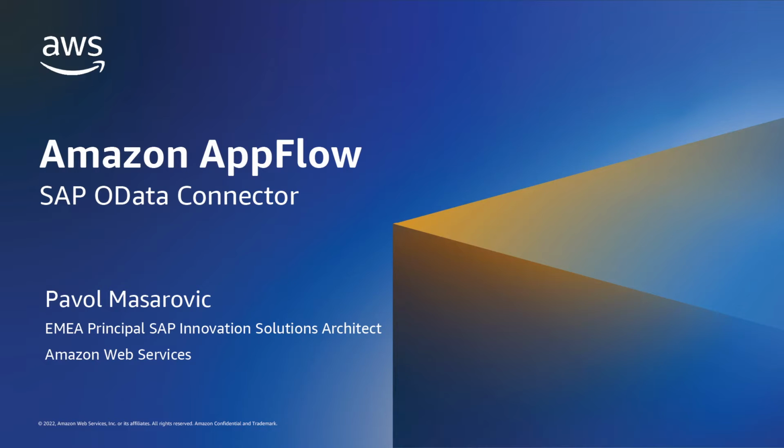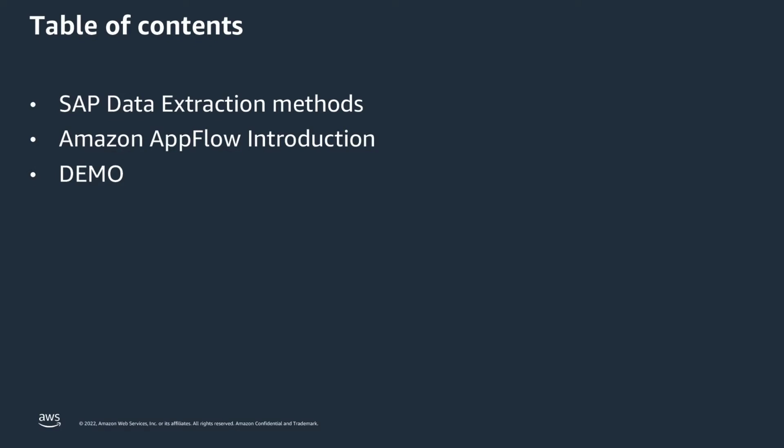In today's short introduction, we'll talk about the Amazon AppFlow SAP OData Connector. We'll talk about the new functionality we added recently, which is called the ODP-based extraction, and we'll go through a short demo. I will briefly talk about the data extraction methods, the Amazon AppFlow introduction, and some key functionality. We'll review the new architecture with the ODP extraction, and then we'll dive deep into the demo.